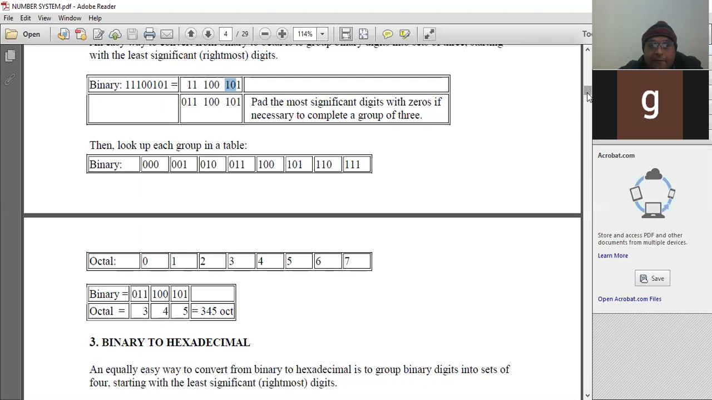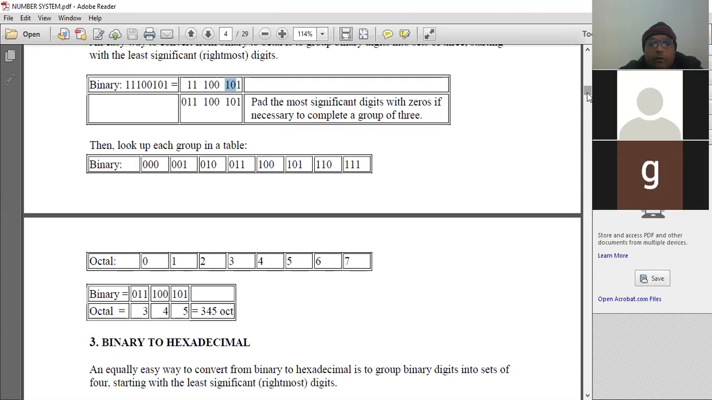Any doubt? If yes, sir, if you have any doubt, I will explain it again. Sir, could you please explain the last part again? This part? Yes, sir.